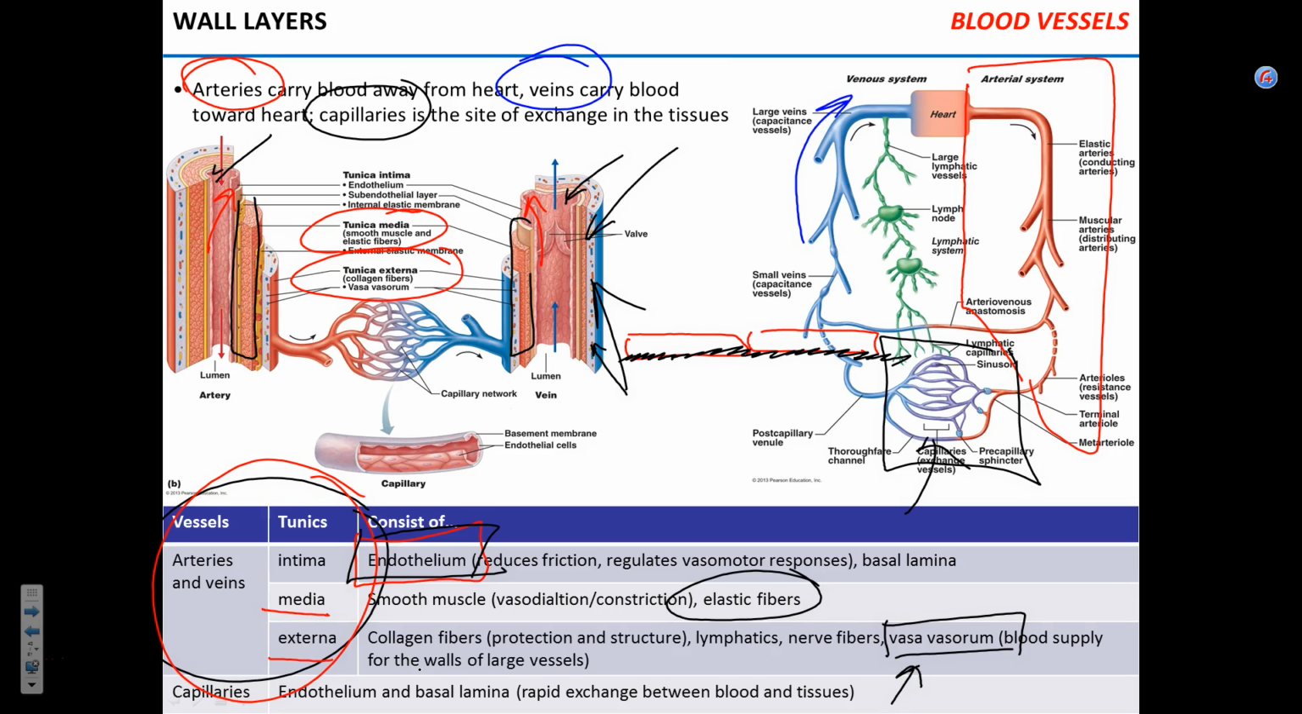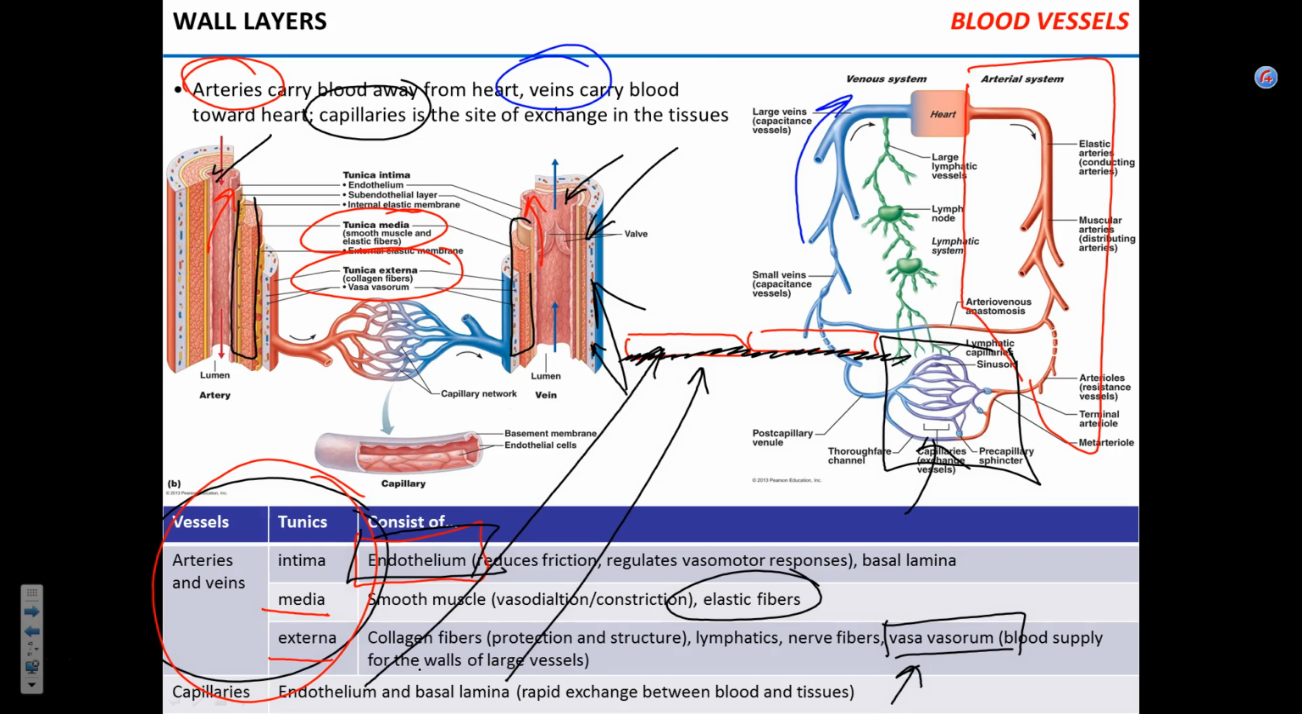This blood supply of the vessel wall is called vasa vasorum. Does that make sense? Now, veins and arteries share a lot of common anatomical properties, but capillaries are completely different. Capillaries have only two parts of the wall. They have endothelial cells and they have basal lamina. They don't have tunics essentially. They don't have tunica externa, they don't have tunica media, they don't have smooth muscles.